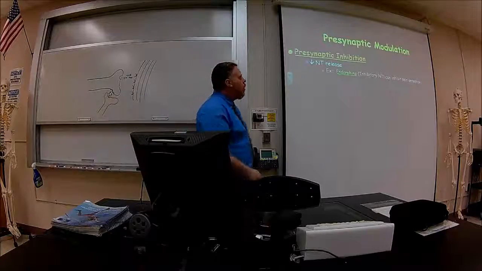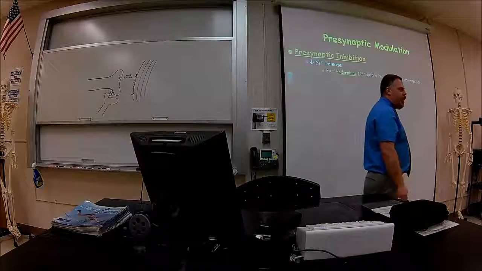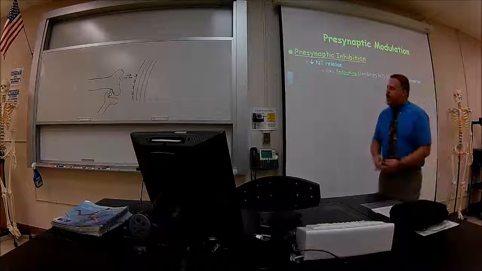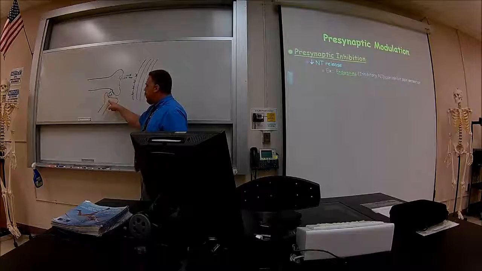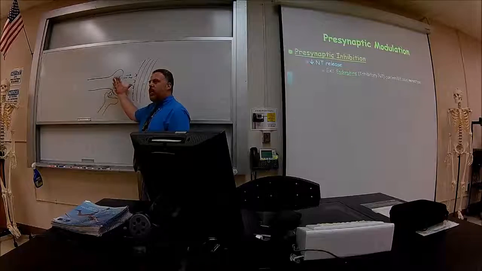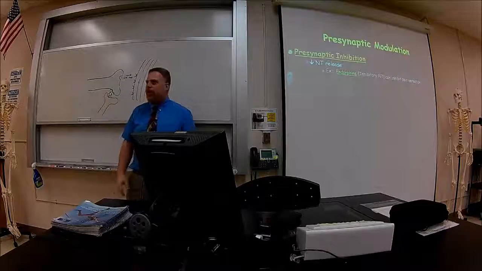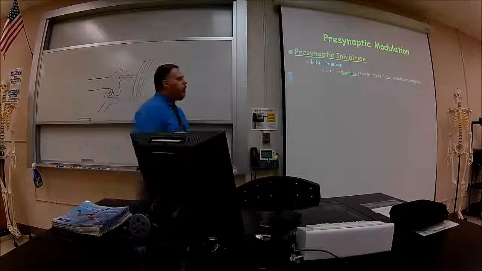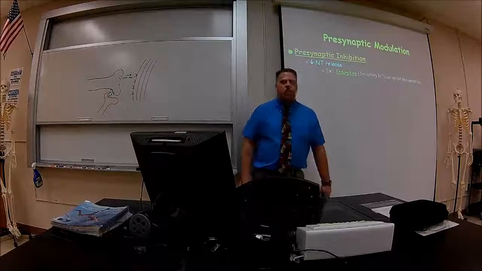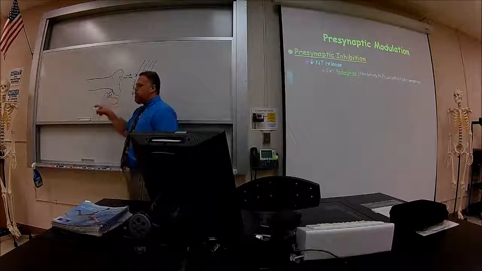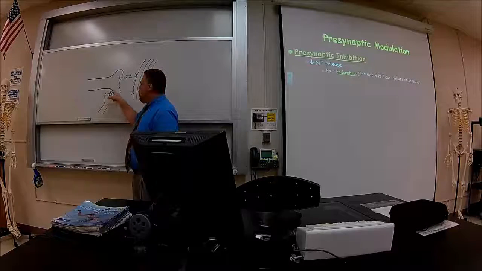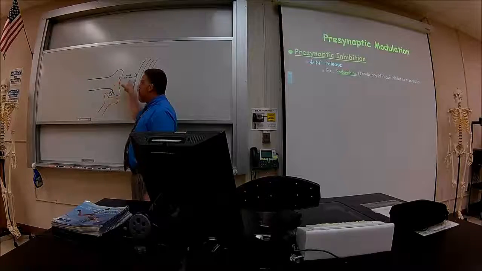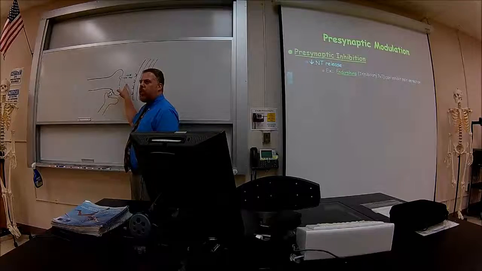Okay? We could have presynaptic inhibition. Something that's going to say, hey, look, I want you to release less of this out here, so this is going to tell that to inhibit that neurotransmitter. A good example of this is endorphins. Endorphins is a type of neurotransmitter that will get released over here to decrease the neurotransmitters over here.